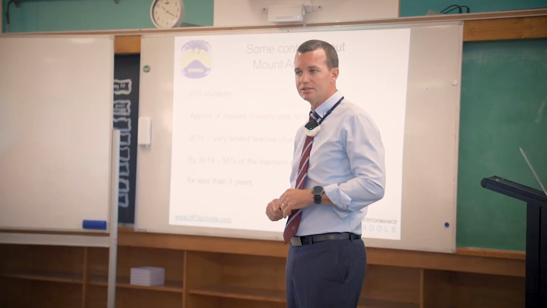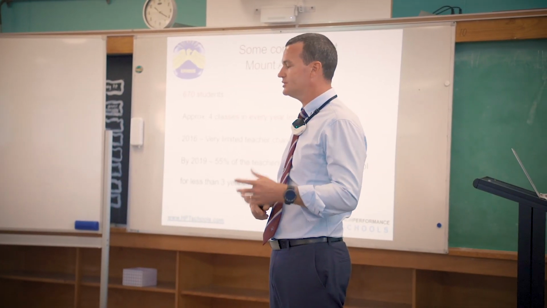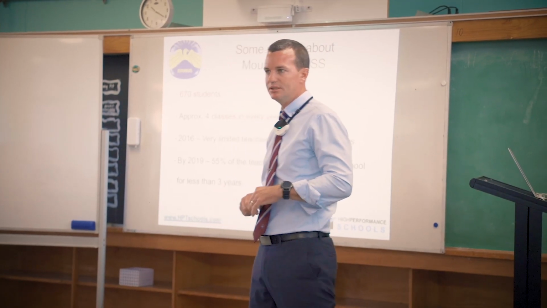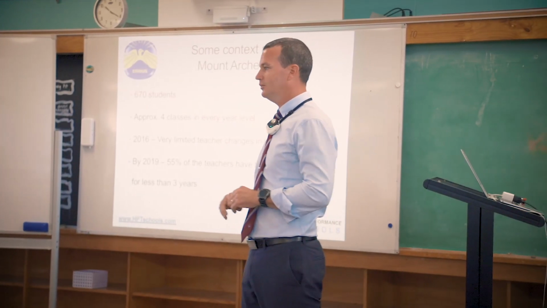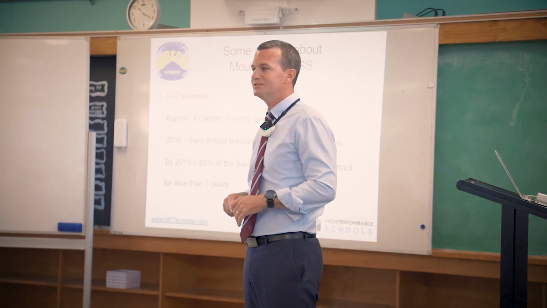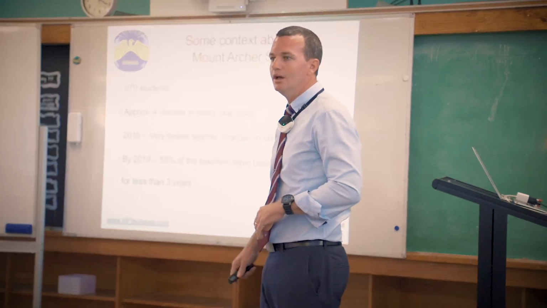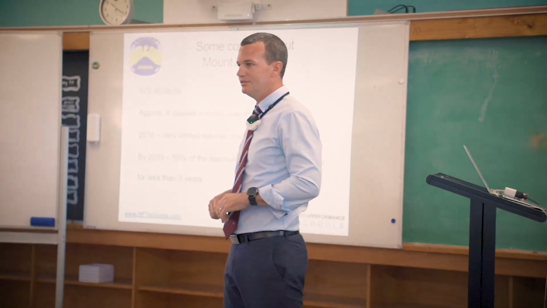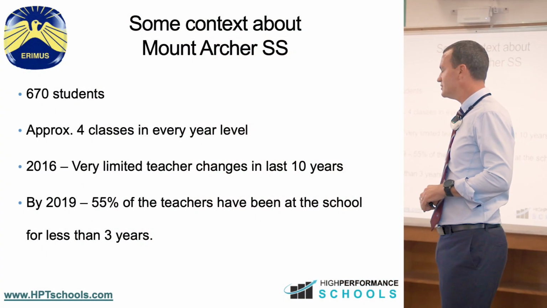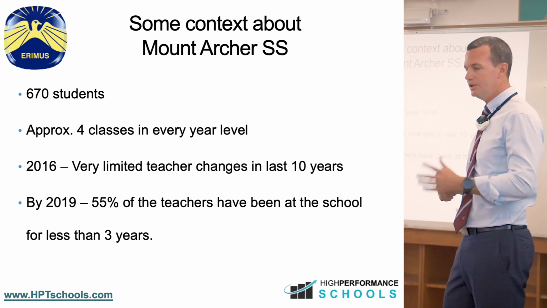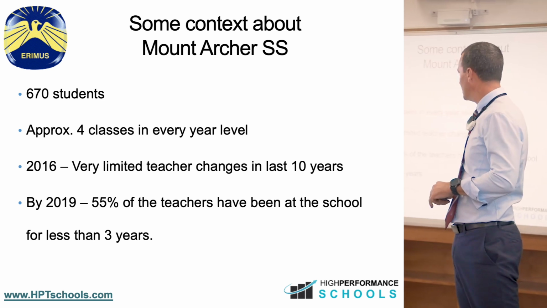All right, so some context about Mount Archer. Now, Scott talked about his school, and his decile and his ICSEA and all that sort of thing. We're actually 30 below what Scott was, so I wish I was in your school, Scott. So we have 670 students at Mount Archer. It's an absolutely fantastic place. We have roughly four classes per cohort.